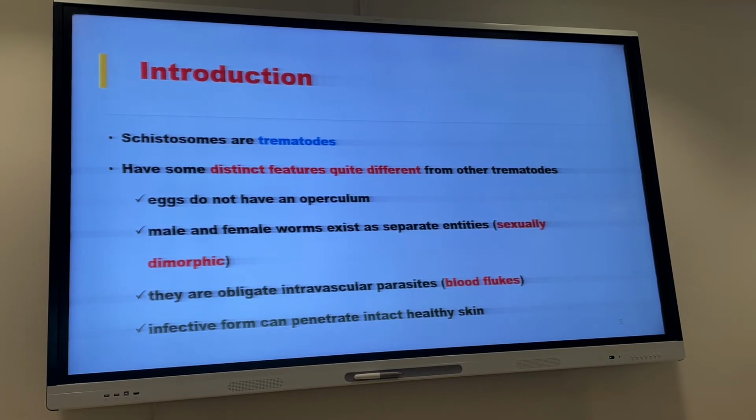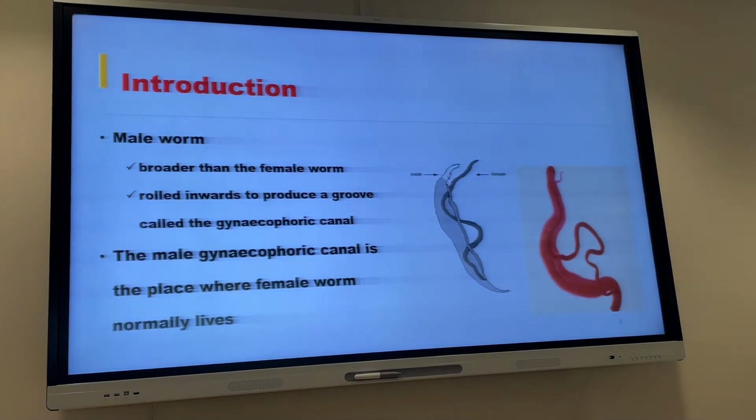The infective form can penetrate intact, healthy skin. With the other trematodes, they tend to be ingested, for example, on freshwater plants or in crabs that are intermediate hosts. But with schistosomes, the juvenile worm actively seeks out the host and can actually penetrate through the skin to establish an infective process.